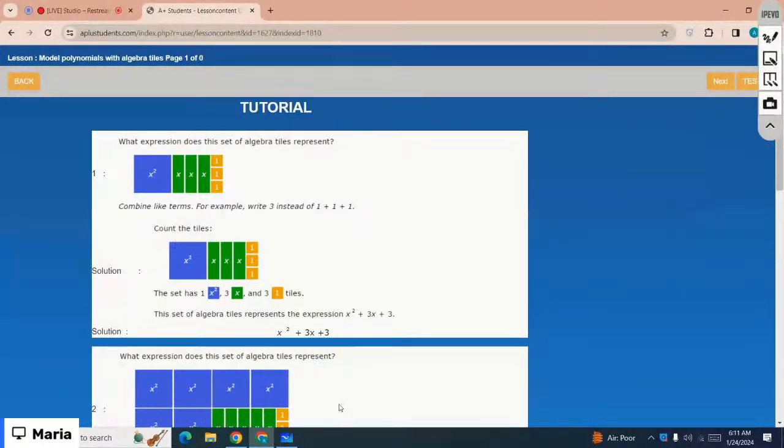Okay, so let's just see what expression this set of algebra tiles represents, right? So you have one tile for x square and one, two, three tiles for x, that is 3x, and one, two, three. So you can write this set of algebra tiles as x square, green tiles represent the positive numbers, plus 3x and plus 3. So that is x square plus 3x plus 3. Got it?